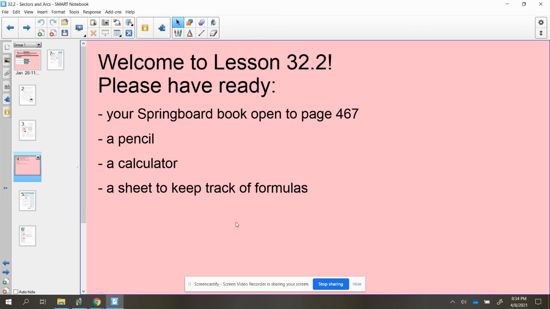Everyone, and welcome to the last lesson of activity 32. Today's lesson 32.2 starts on page 467 in your Springboard books. You're definitely going to want your book, your pencil, a calculator, and a sheet to keep track of the formulas.